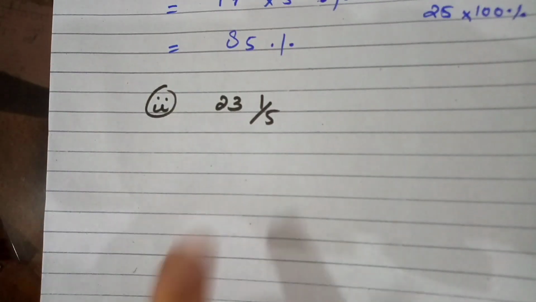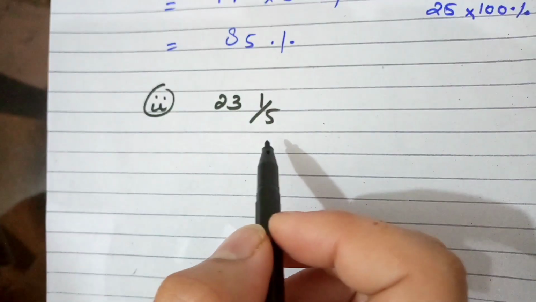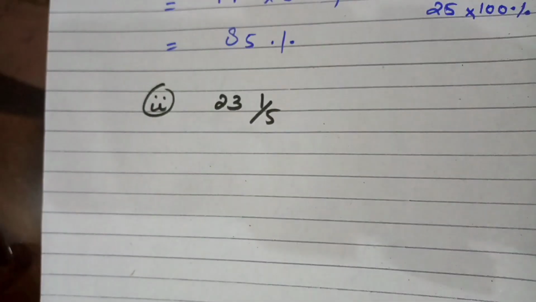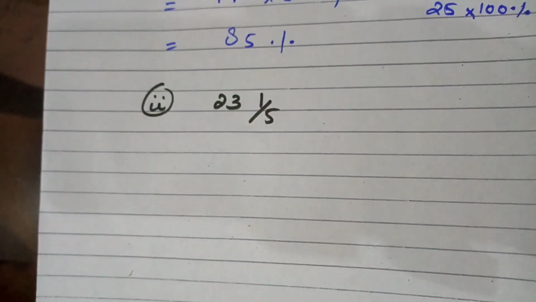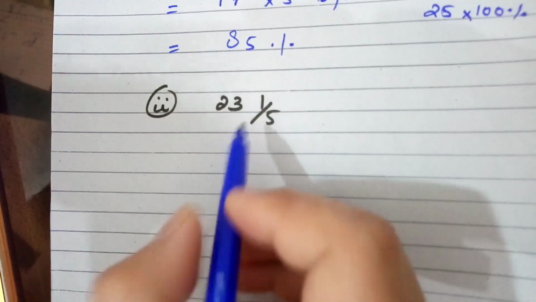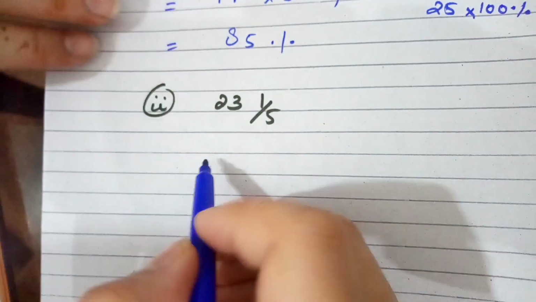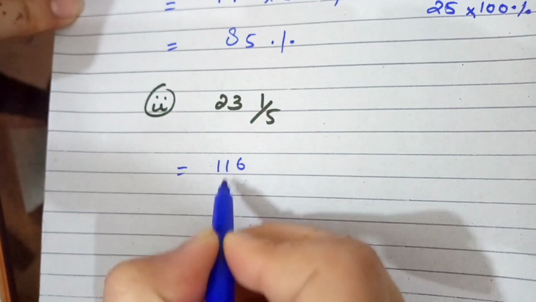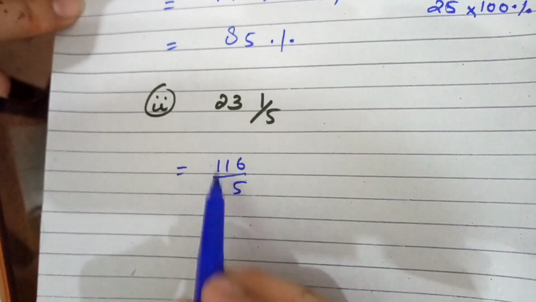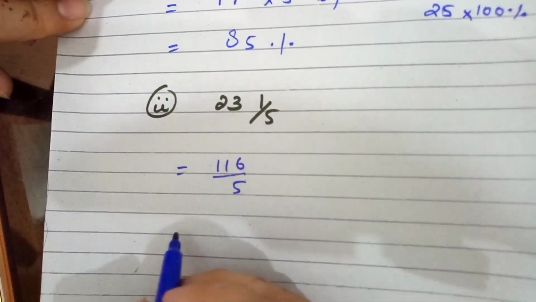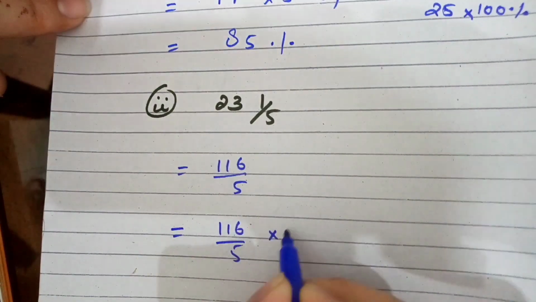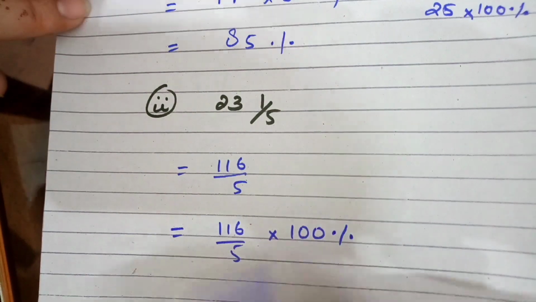Okay, see here we have a mixed fraction. First we will solve the mixed fraction, and then we convert this fraction into the form of a percentage. So multiply 23 with 5. 23 multiplied by 5 is equal to 115, and then add 1, we get 116. So 116 by 5. Now it is an improper fraction. We have to convert this improper fraction into the form of a percentage. To convert it to a percentage, we multiply this term by 100 percent.